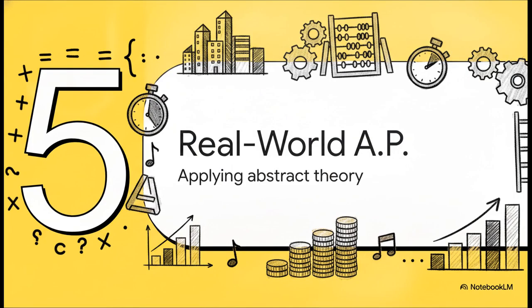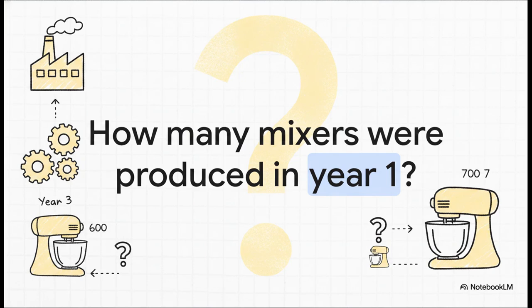And now we're at section 5, real-world AP applications. This is where we take all this abstract math and bring it straight into the real world. Imagine you're managing a factory. Here's your problem. The factory makes 600 mixers in its 3rd year, and by its 7th year, it's making 700 mixers. Assuming a steady, constant growth every year, how many mixers did this factory produce in its very first year? Let's figure this out together.